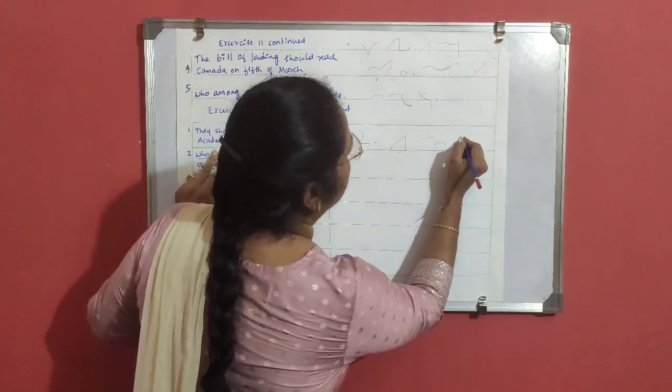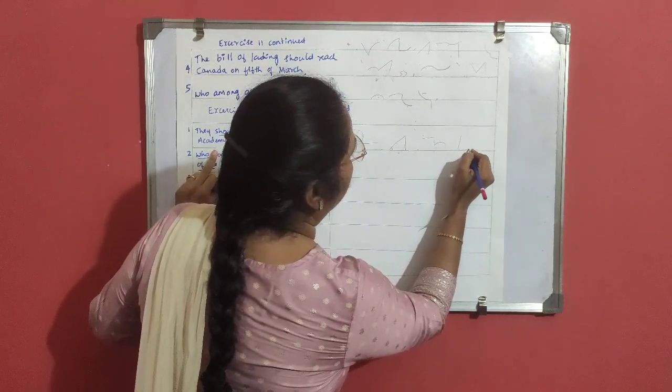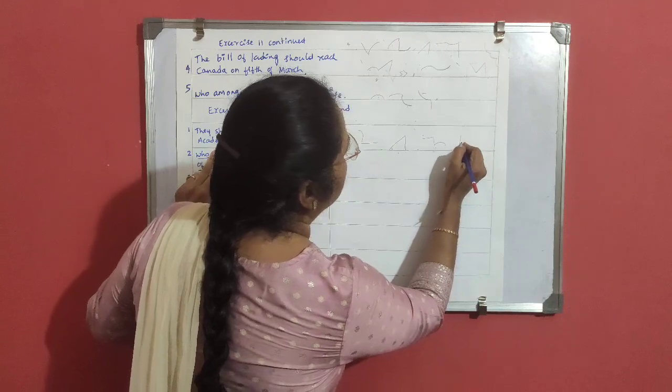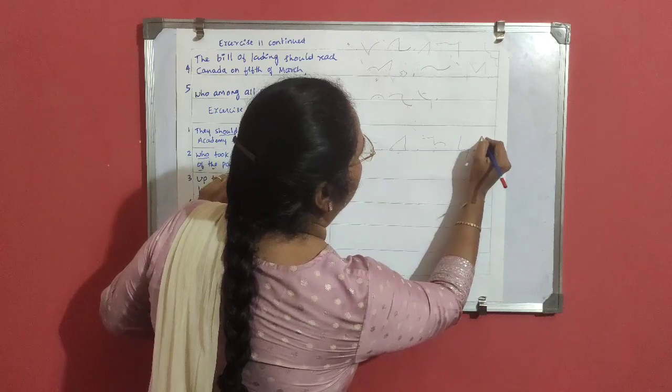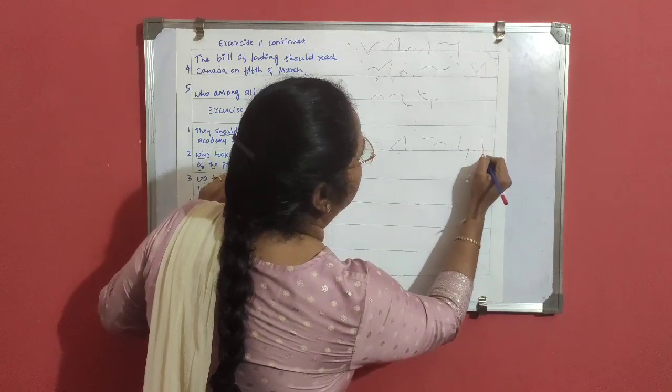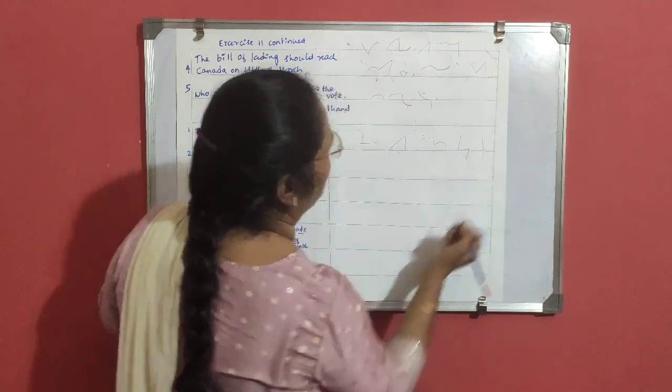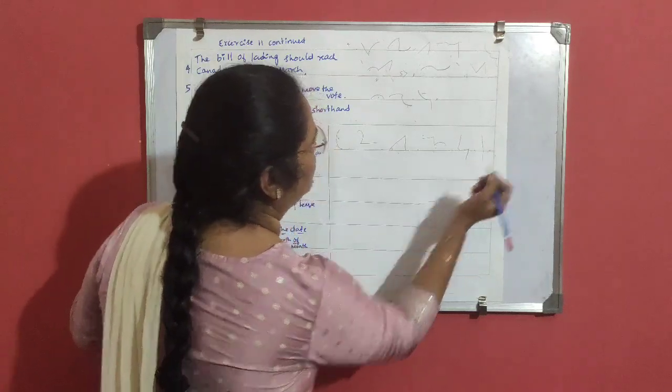To, grammalogue. Change, N, J, change, A vowel. The, grammalogue. Date, D, then T, a vowel, then full stop.